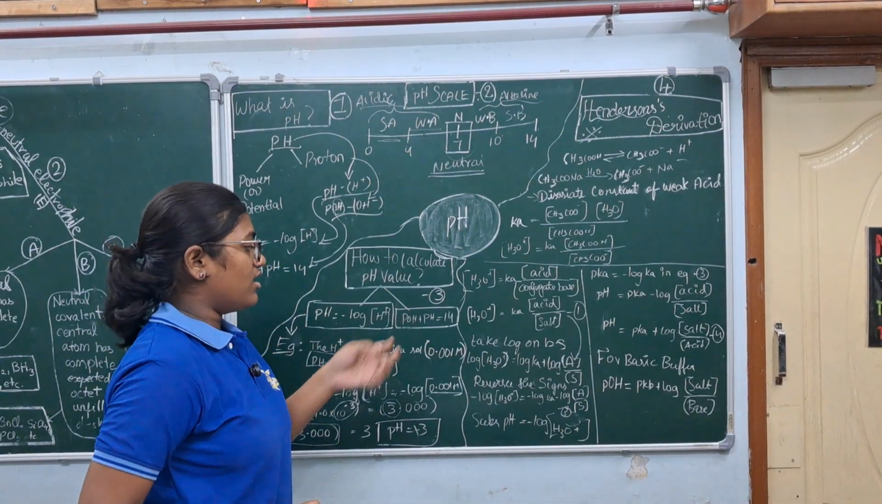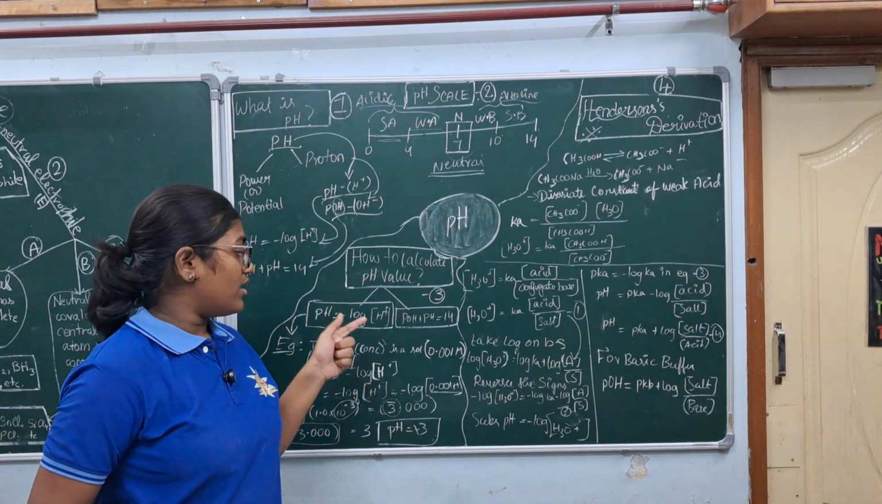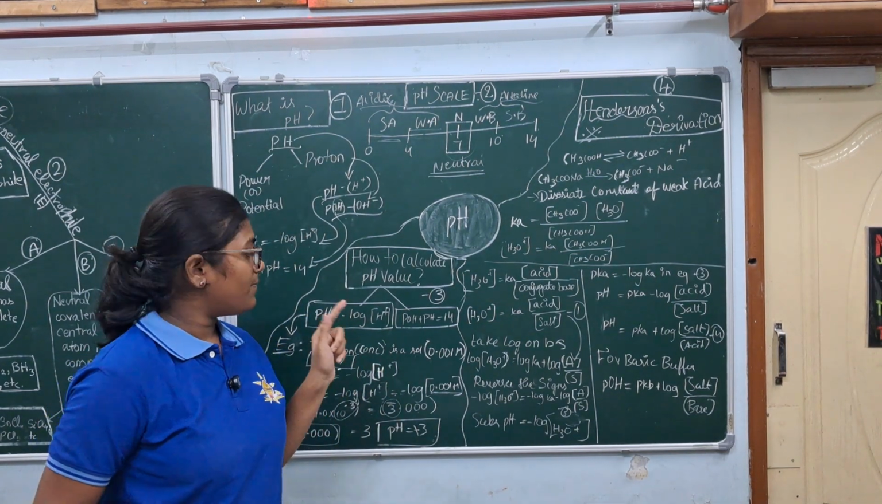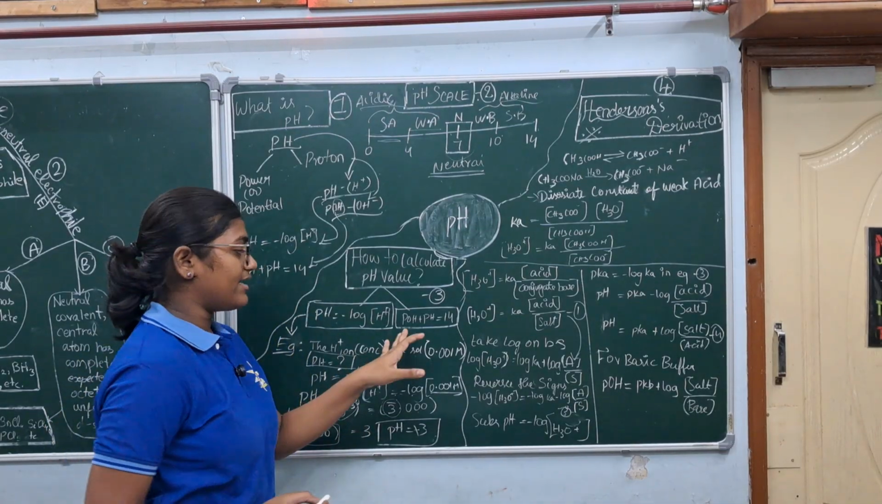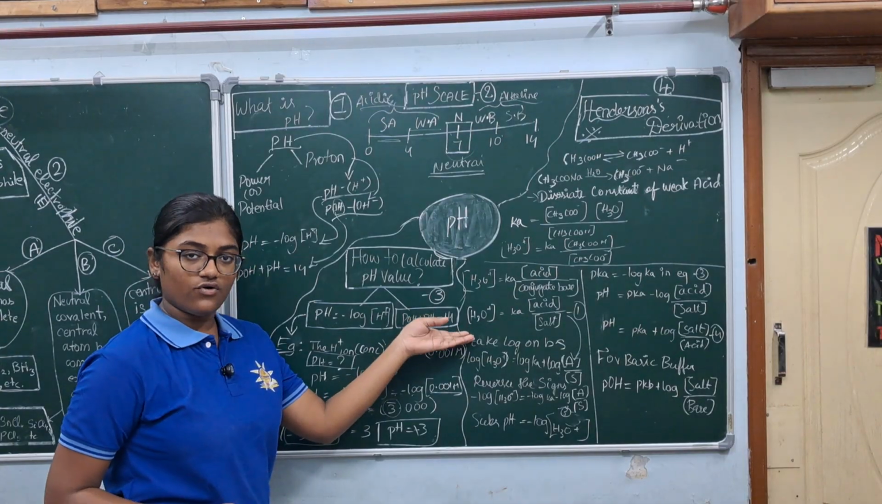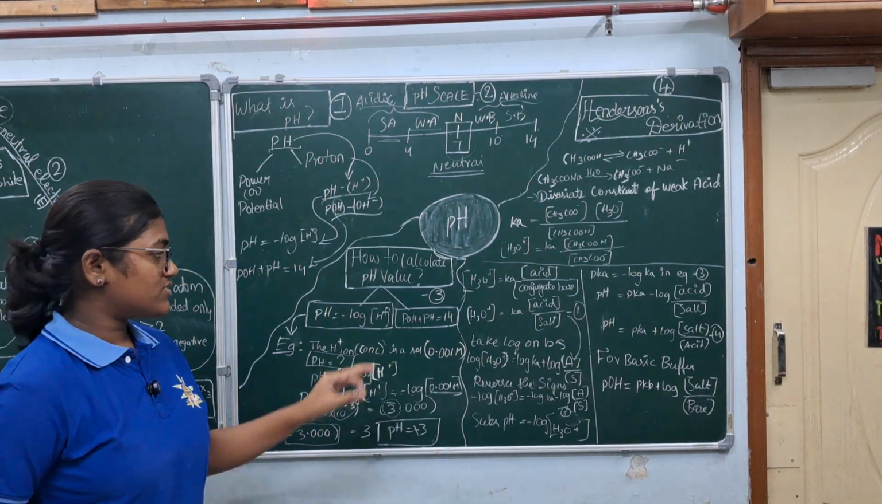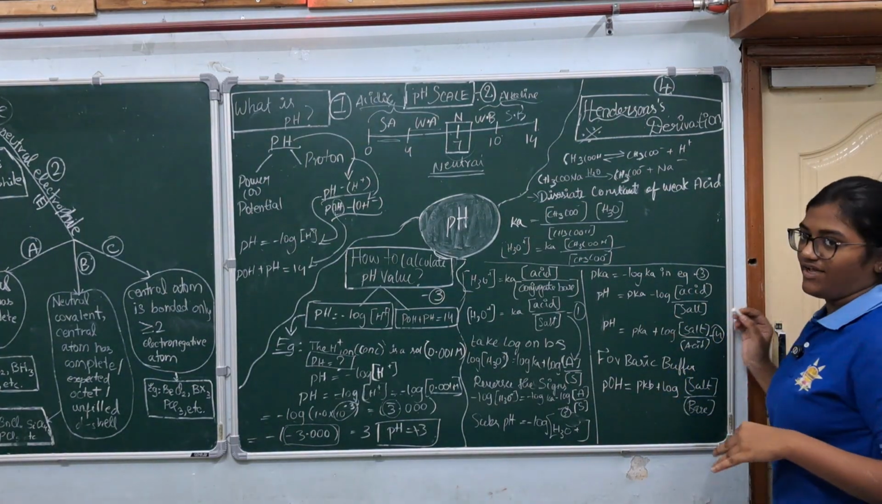For this, a good example is NaOH plus H2O gives Na plus and OH minus. We can calculate the OH value, subtract it from 14, and obtain the pH. The next important topic is Henderson's derivation.